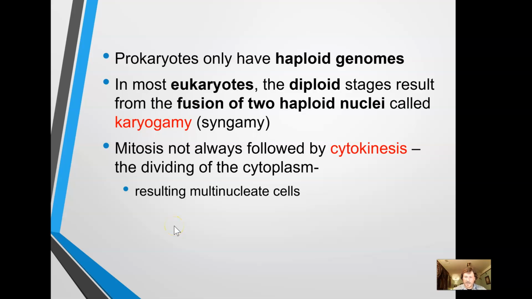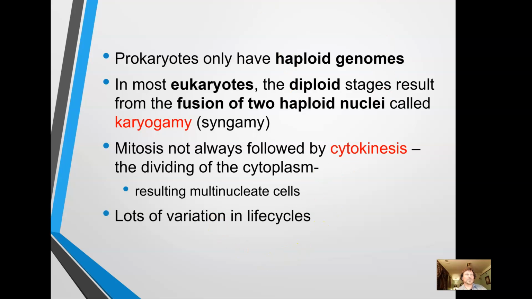Mitosis sometimes isn't followed by a division of the cytoplasm. Mitosis is literally the division of the nucleus. So in lab, we'll see some types of slime mold that tend to end up as big blobs with lots and lots of nuclei in them. That's because they're doing perfectly normal mitosis; they're just not dividing their cytoplasm. And that results in multinucleate cells.